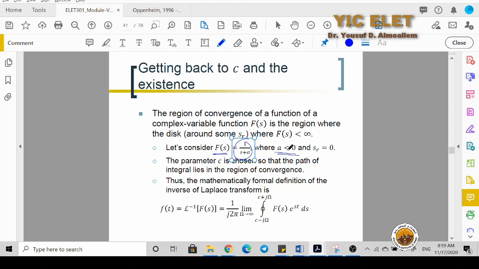the numerical part, what is the function. Second is the region of convergence: at what time or what region in the S domain this numerical expression is valid.